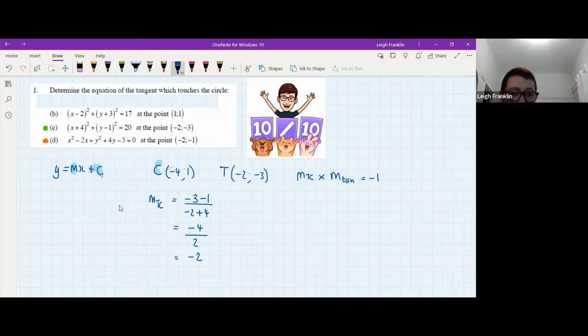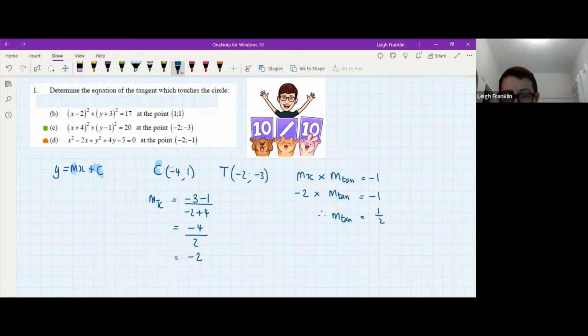Okay, all right, so I'm getting a gradient of minus 2. I hope I'm correct. So the gradient of TC is minus 2 times the gradient of the line, that is the tangent, will give us negative 1. So that means that the gradient of our tangent has to be a half.